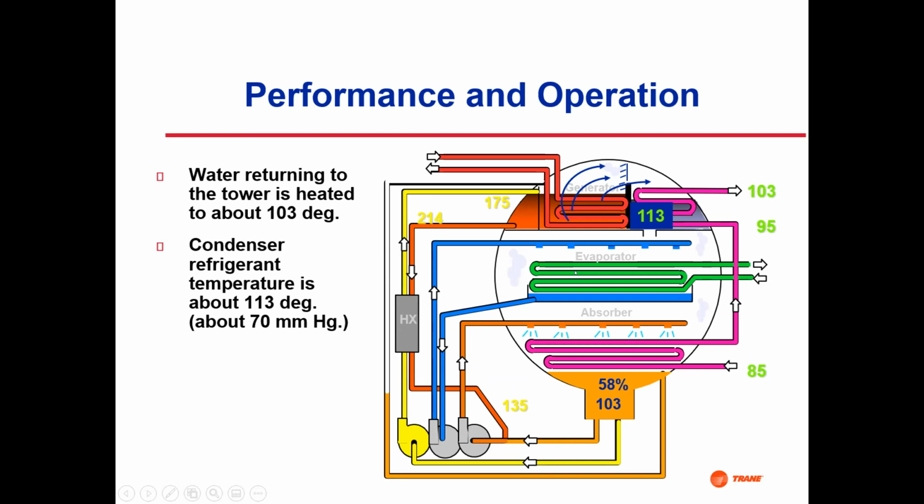Let's see. And then from here, it's 85 from the tower, 95 going to the condenser, and about 103 going back to the tower. So we've picked up, what is that, about 8 degrees in the condenser. We picked up 10 degrees in the absorber. So we got about an 18-degree delta T on our cooling tower water.